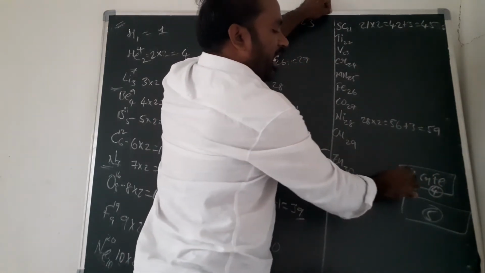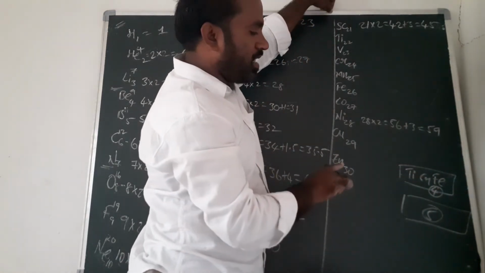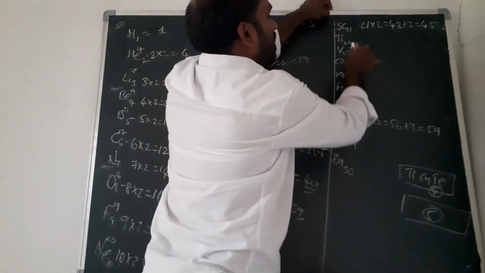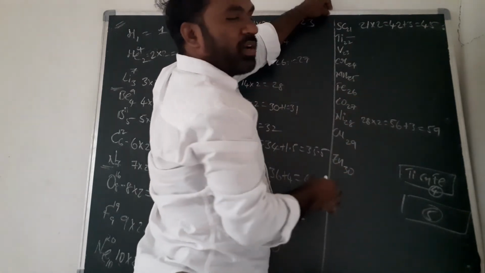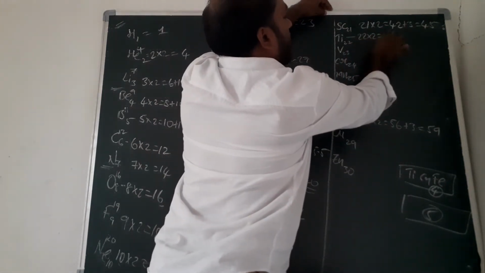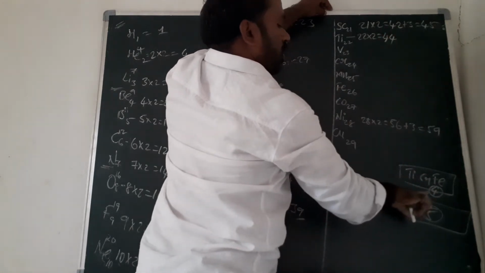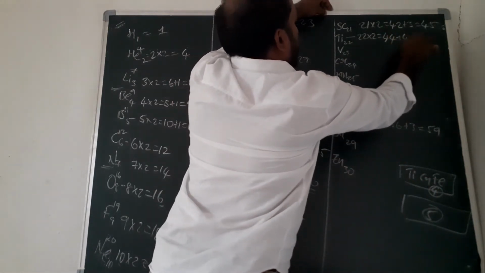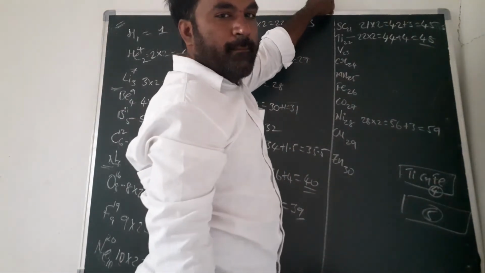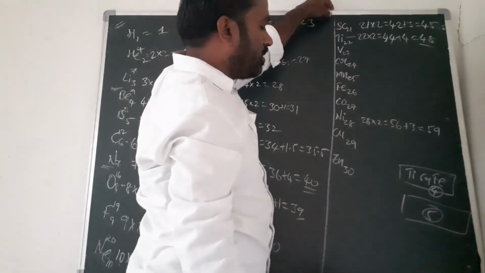Next, in Tigraphy we have titanium, chromium and ferrous. Titanium is at 22nd. Atomic number is 22. So 22 twos are 44. To that we have to add 4. 48. Mass number of titanium is 48.